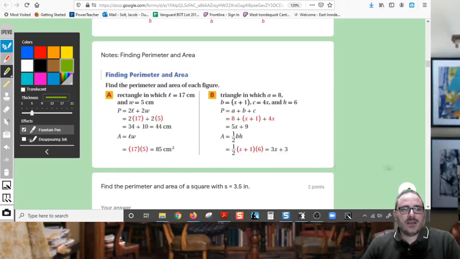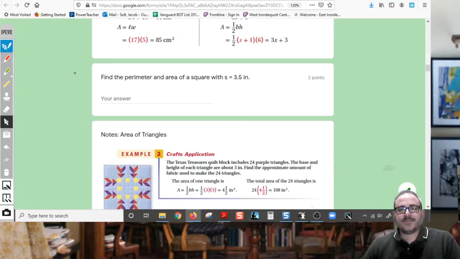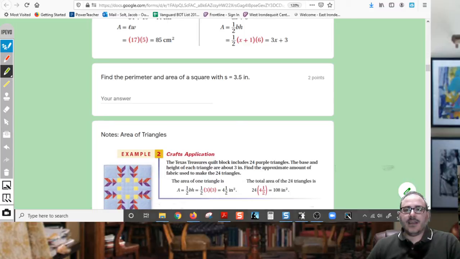Okay. Let's keep on keeping on. All right. I'd like you to find the perimeter and area of a square where the side is 3.5. And I recommend that you do a sketch. Now, this is an awful square. I understand.